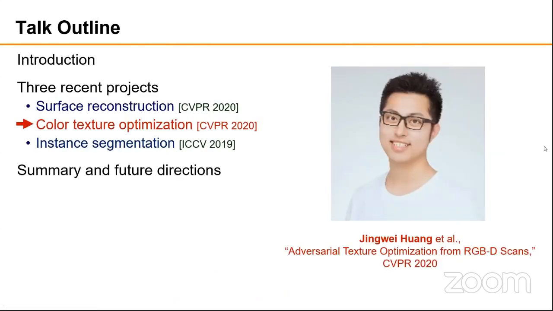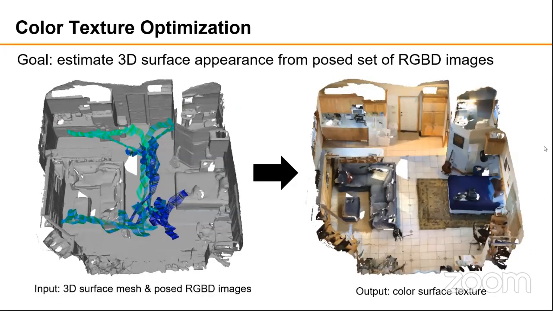The second project focuses on 3D surface texture optimization. It was led by Jingwei Huang during an internship at Google last summer and presented at this conference last Tuesday. The goal of the project is to estimate the 3D surface appearance. Given a 3D surface mesh and a set of posed RGBD images, the goal is to estimate a color texture representing the appearance of every surface point.